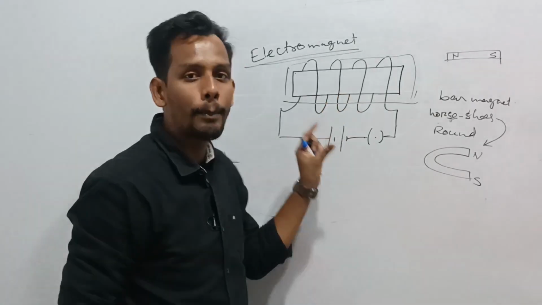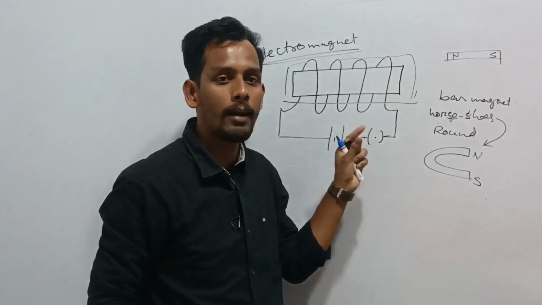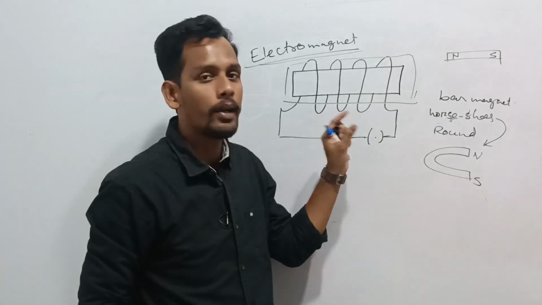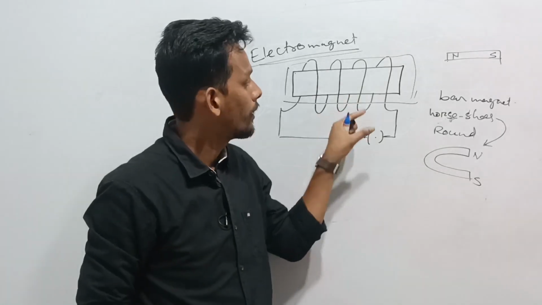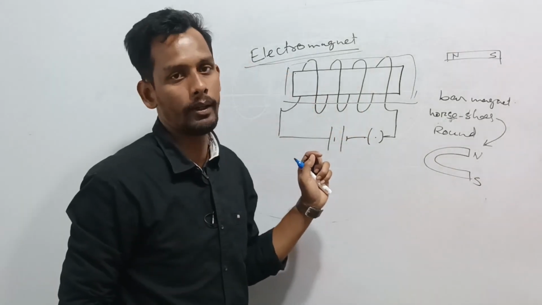Clear? So these are the applications of Maxwell's right-hand thumb rule in different areas, like circular loop, like solenoid. By using a solenoid, you can prepare an electromagnet.